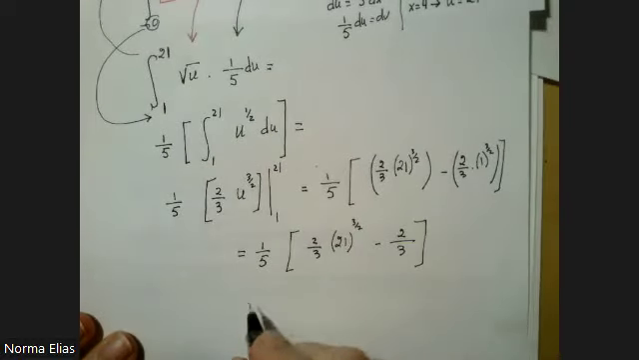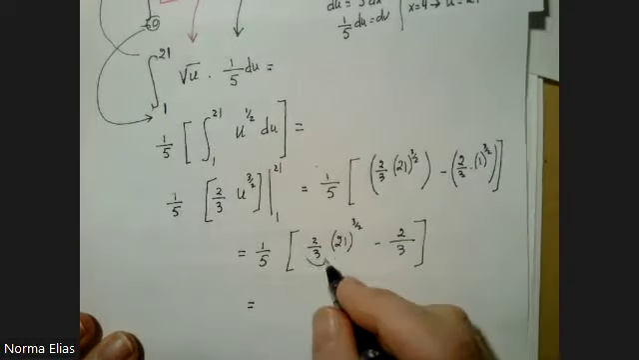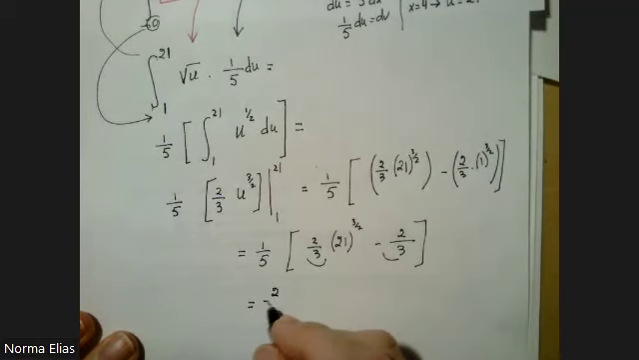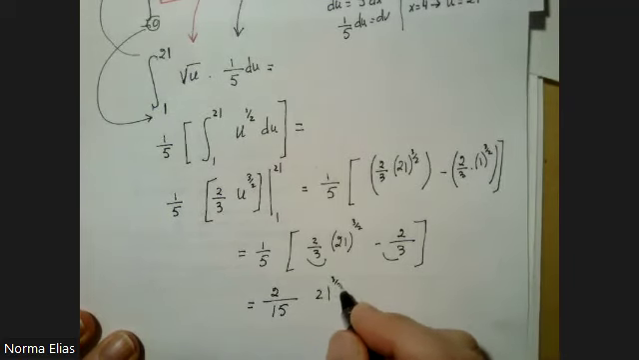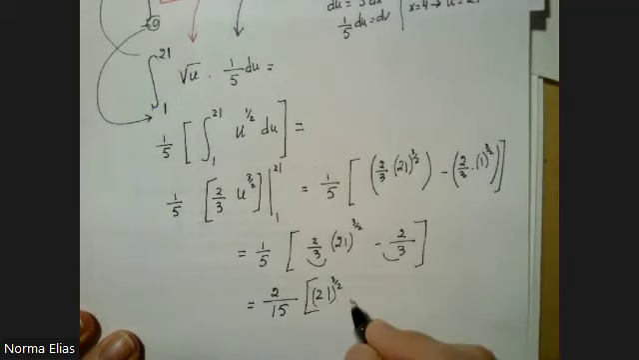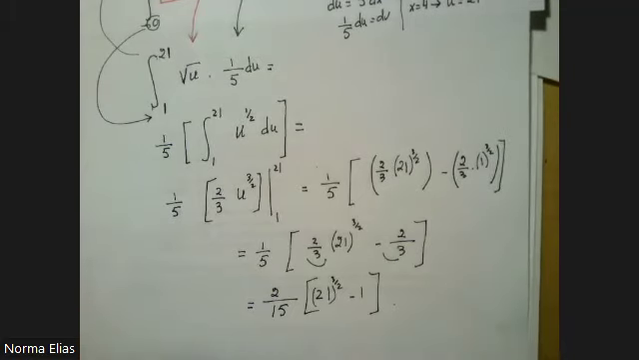Now I can pull the 2/3 out because it's a common factor. And then I will have 2 over 15, 21 to the 3/2 minus 1. End of the problem.